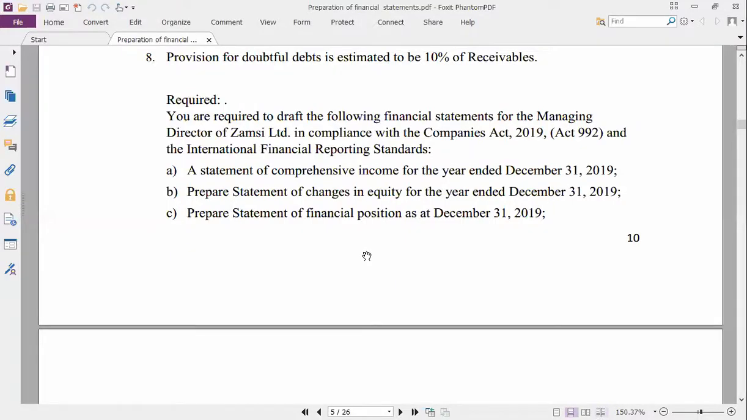The following financial statements. Statement of comprehensive income for the year ended December 31st, 2019. Statement of changes in equity for the year ended December 2019. Prepare statement of financial position as at December 2019. Good. So that is it. Then what do you do next?